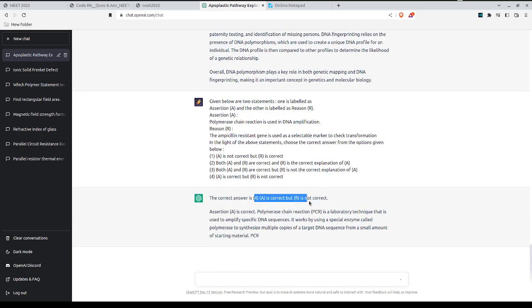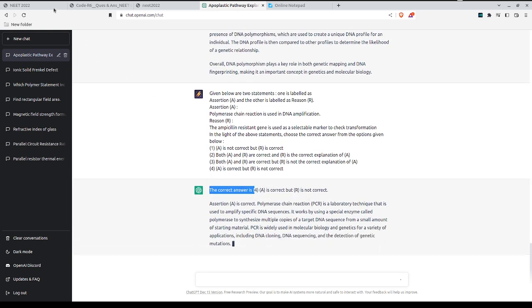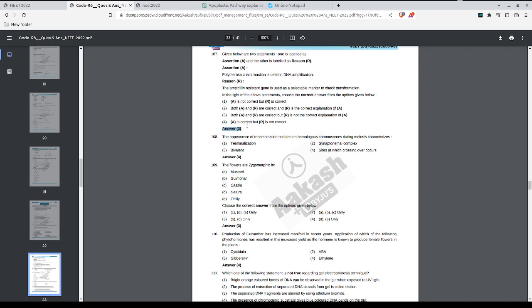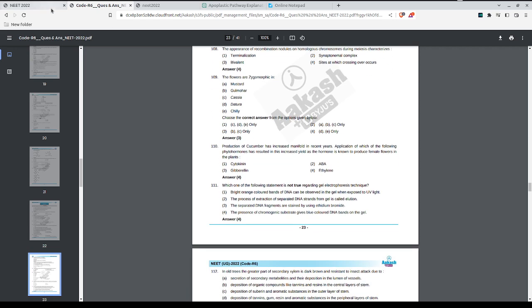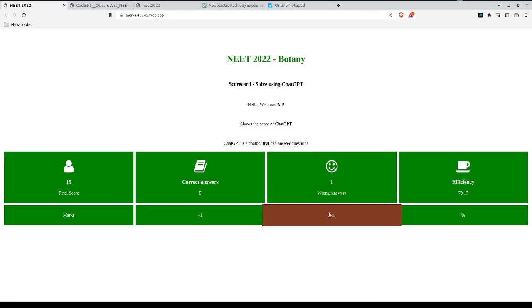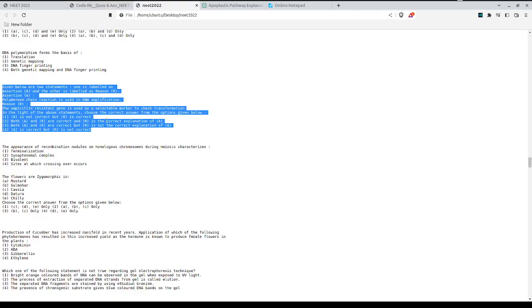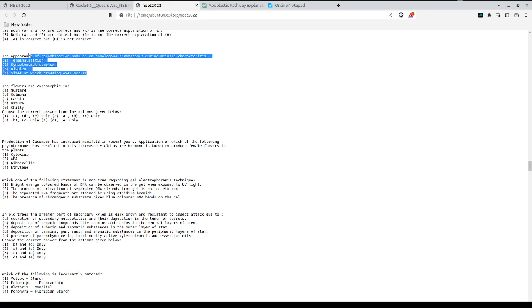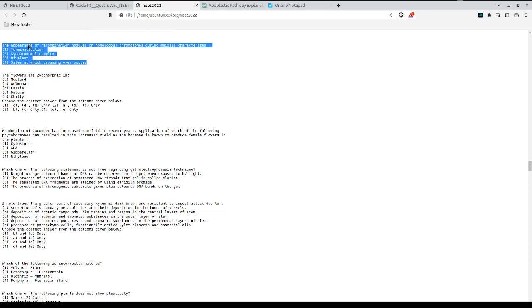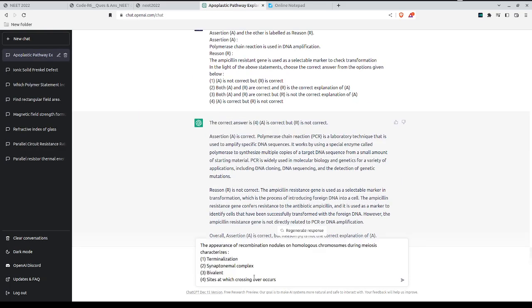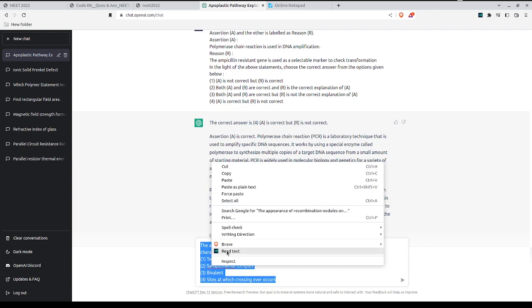Given below are 2 statements, one is labeled as Assertion A, and the other is labeled as Reason R. Assertion A: Polymerase chain reaction is used in DNA amplification. Reason R: The ampicillin-resistant gene is used as a selectable marker to check transformation. In the light of the above statements, choose the correct answer from the options given below. 1. A is not correct but R is correct.